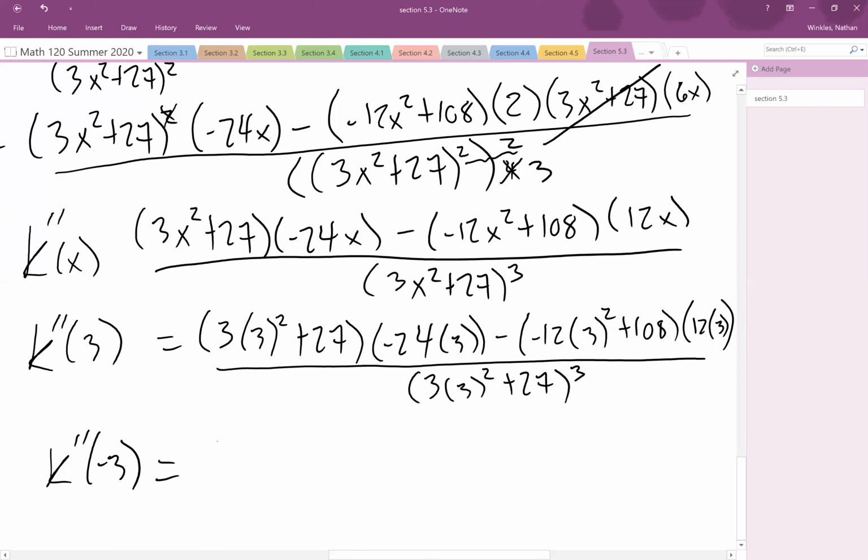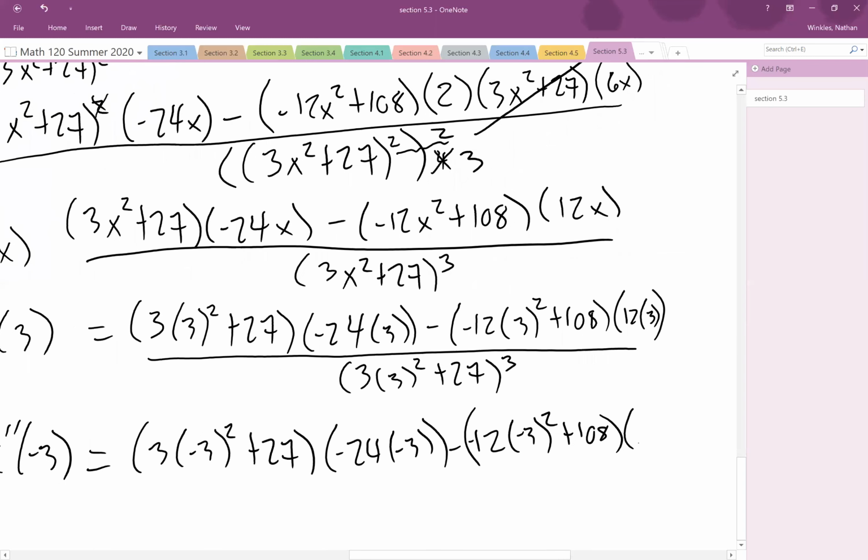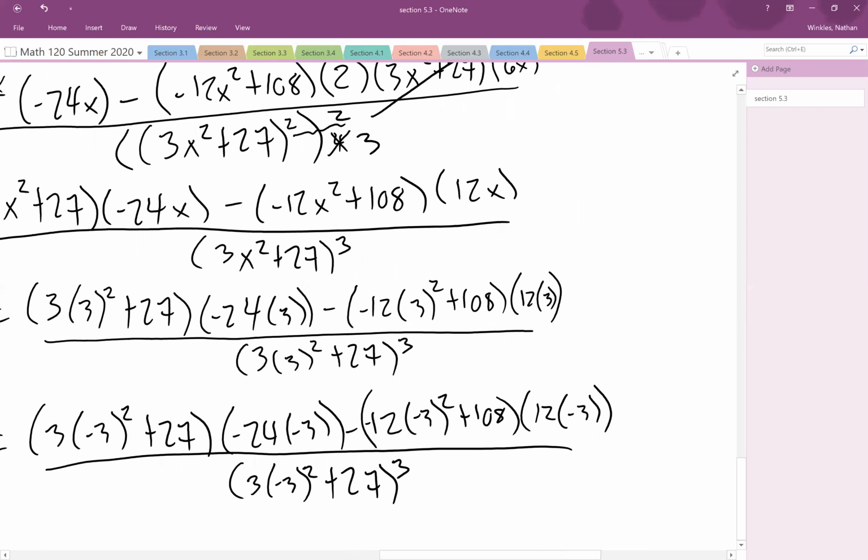If we plug in negative 3: 3 times negative 3 squared plus 27 times negative 24 times negative 3, minus negative 12 times negative 3 squared plus 108 times 12 times negative 3, all over 3 times negative 3 squared plus 27 all raised to the third. So first, let's simplify this one up here.